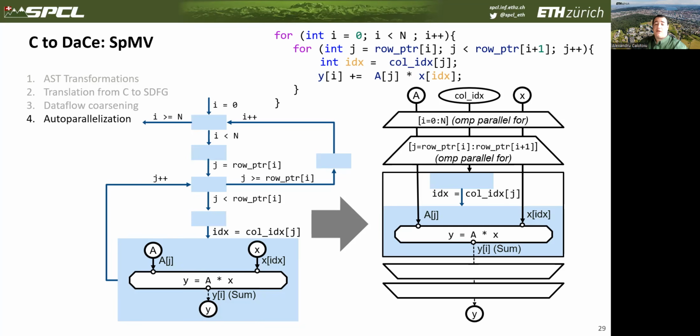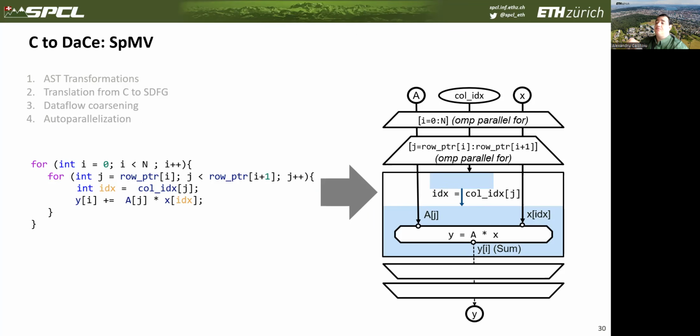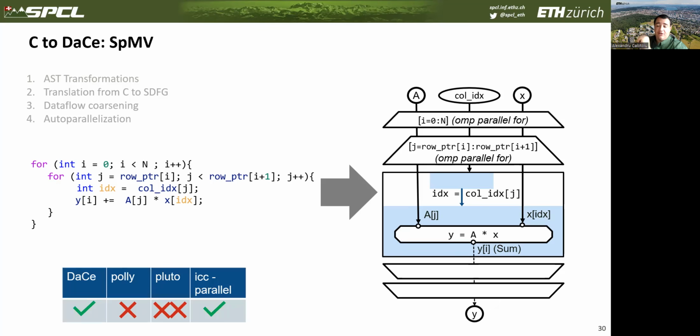So to summarize, we have now discussed a way to bring a small piece of C code into an SDFG IR kernel, and how then to auto-parallelize it. Trying out different compilers, including polyhedral compilers, DaCe and ICC parallel were able to parallelize this very small kernel. Polly and Pluto were not, and Pluto even crashed when we tried.